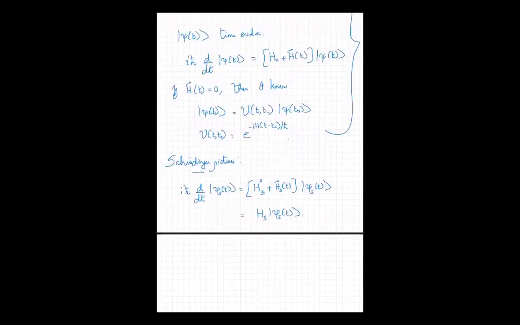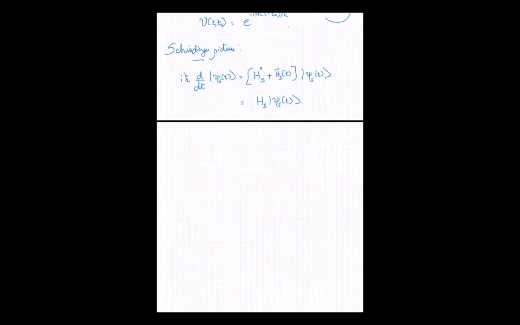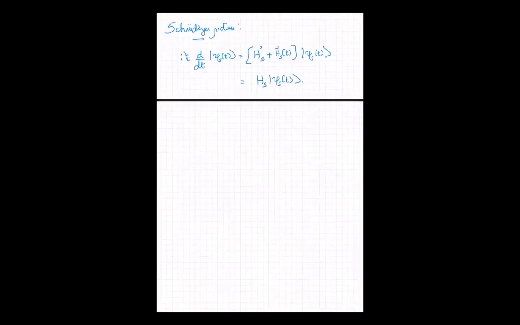But what we are going to do now is what is called the interaction picture, where both of these time evolve. This on the surface looks a little complicated. Why would we want to do that? But it achieves our goal of giving us an equation that only talks about the time evolution due to the h tilde part. Okay, so that is what we are after. So how do I set this up?